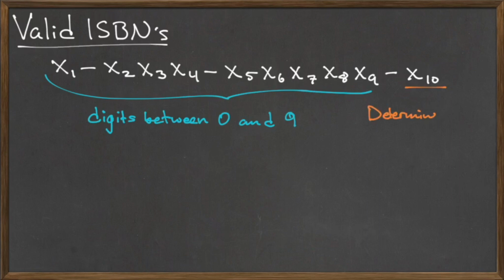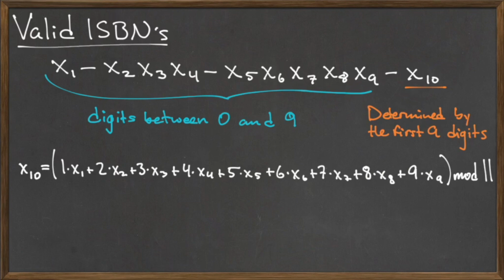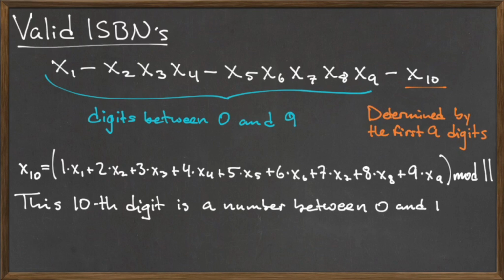The second condition concerns the last digit in this sequence, which we've represented by the variable x sub 10. In order for an ISBN to be valid, x sub 10 must be equal to the following quantity. Since the value of x sub 10 is taken mod 11, the possible values for this final digit is any number between 0 and 10, including 0 and 10 themselves.